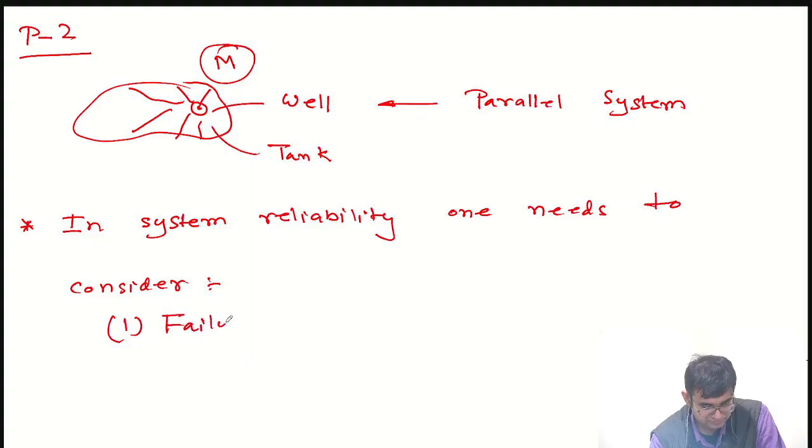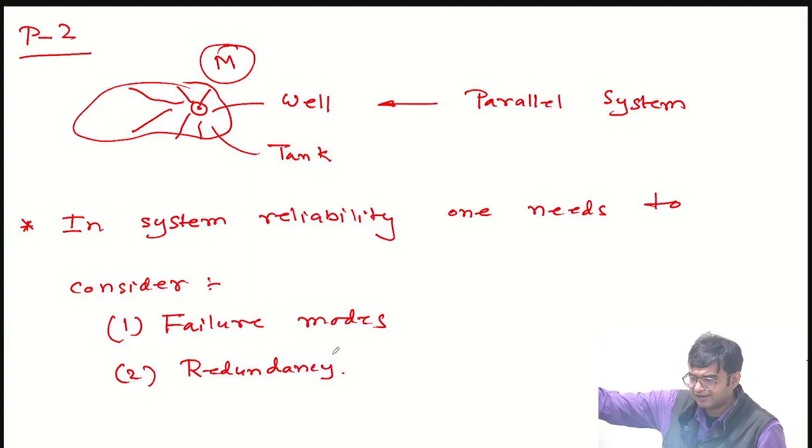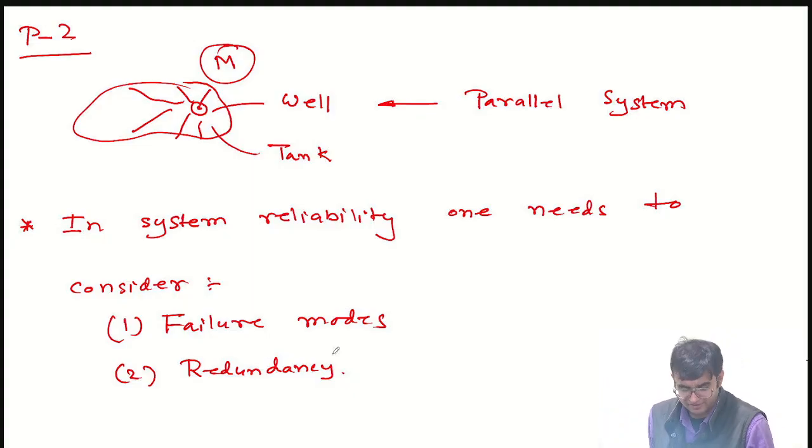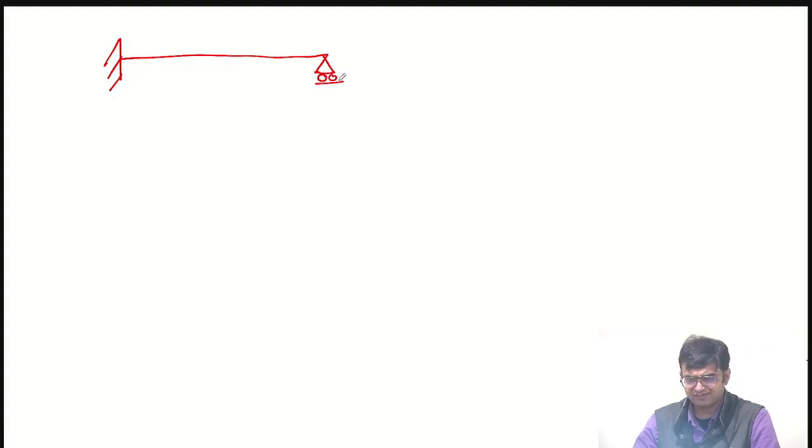Failure modes. The second one is redundancy. Now I gave you some idea of redundancy, but that was nothing. We'll go to that now. And there are other points, I'll write them later. I'll go one by one and come back and write them. Redundancy, right? The cantilever beam we were talking about, let us take that. But now it is not a cantilever, it's a propped cantilever. Everyone knows what a propped cantilever is, right? I mean, again, UG stuff.